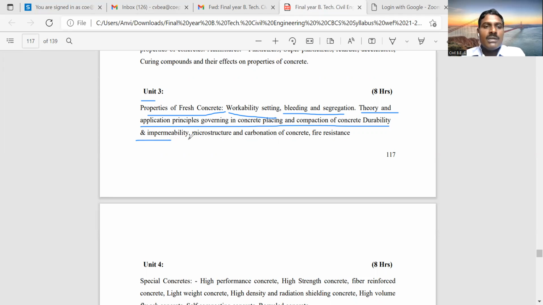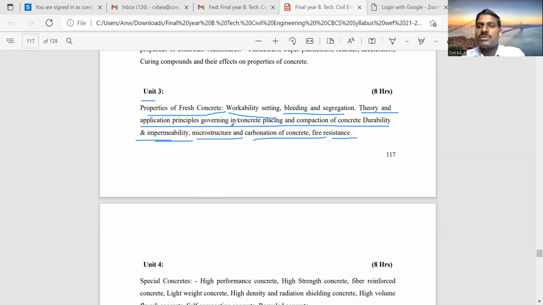Then durability and impermeability. So what is impermeability? There may be voids present if we do not compact properly with the needle. You have seen the needle vibrator. There are various types of vibrators which we use for compaction of concrete, that you know. Then microstructure and carbonation of concrete, fire resistance.